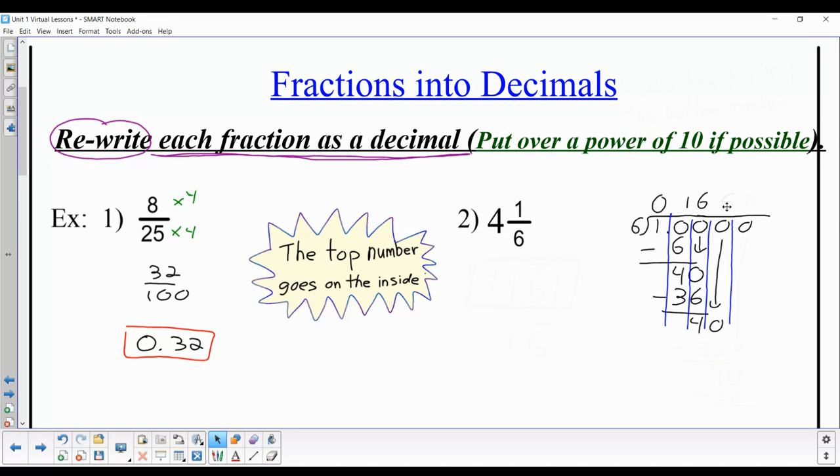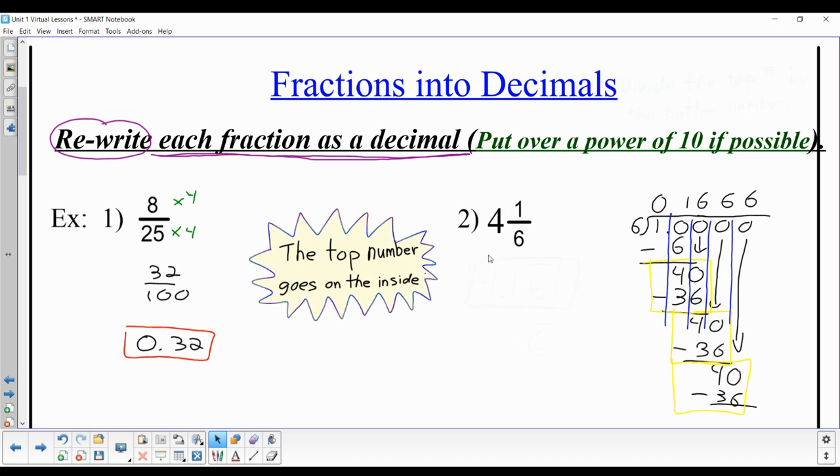6 goes into 40 6 times. 6 times 6 is 36. Subtract, get 4. Then bring down a 0. 6 goes into 40 6 times. And at some point, you're going to start seeing a pattern. The pattern you're looking for is not up here in the answer. It doesn't happen often, but it's possible for these numbers to repeat without it actually being a repeating pattern. So what you're looking for is a pattern in your subtraction. 40 minus 36, then 40 minus 36, then 40 minus 36. If you have a repeating pattern in your subtraction, then you know you have a repeating decimal.